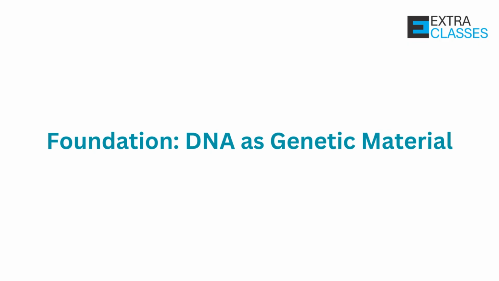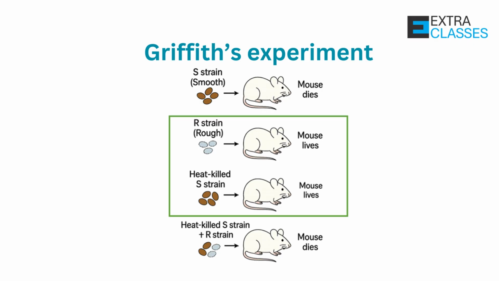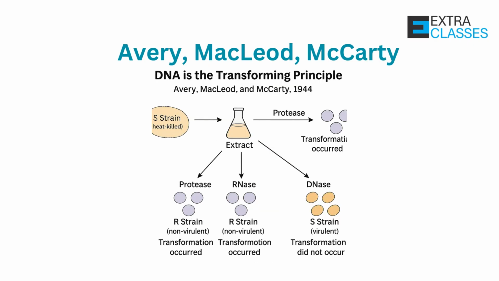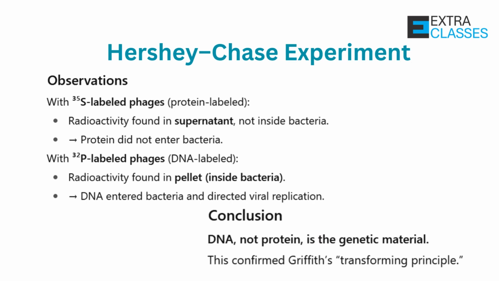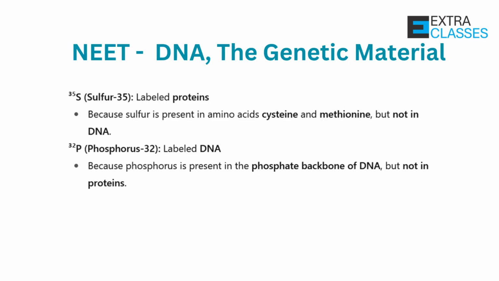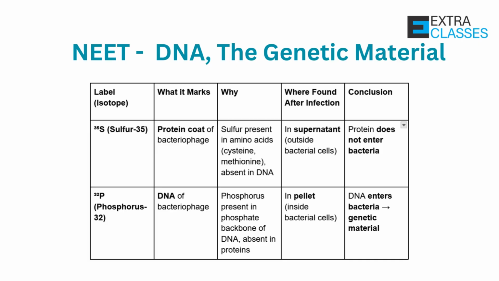Start with the experiments that proved DNA is the genetic material. Griffith's experiment and transformation principle. Avery, McCarty, where DNA is the transforming principle. Hershey-Chase experiment, a classic blender experiment with bacteriophages. NEET often asks direct fact-based questions here, like which isotope labeled protein, S35, and which labeled DNA, P32. Here is a quick comparison table: DNA versus protein labels, isotope used, and where detected in Hershey-Chase, for quick revision.